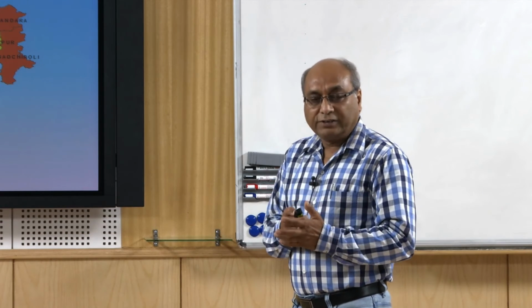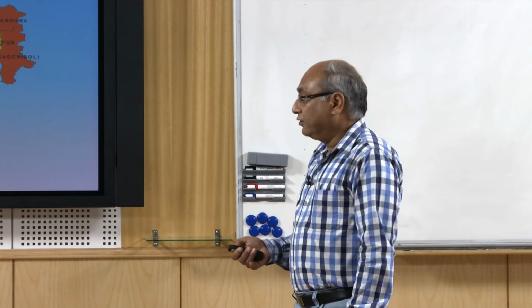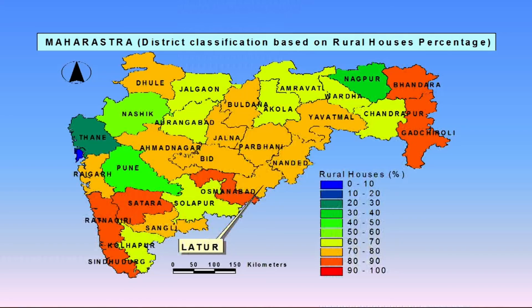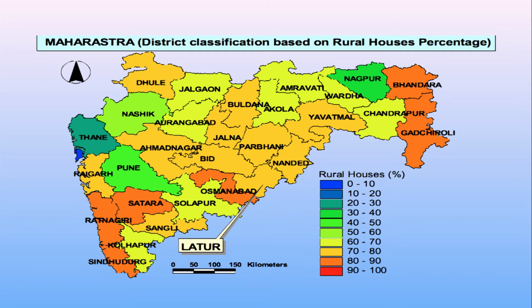So this is how one can employ the classification techniques as well as data, and some futuristic scenarios can be presented. This example is based on an earthquake which occurred in Latur, and as you can see these are the rural houses in percentage, and this is equal interval classification.